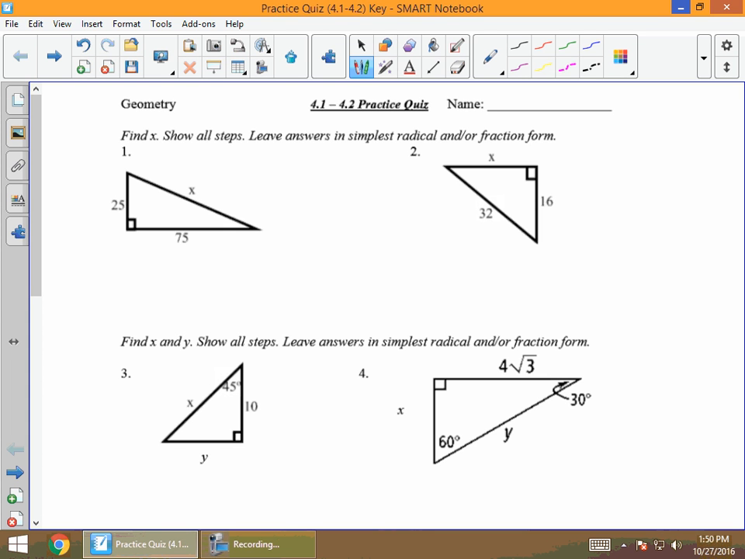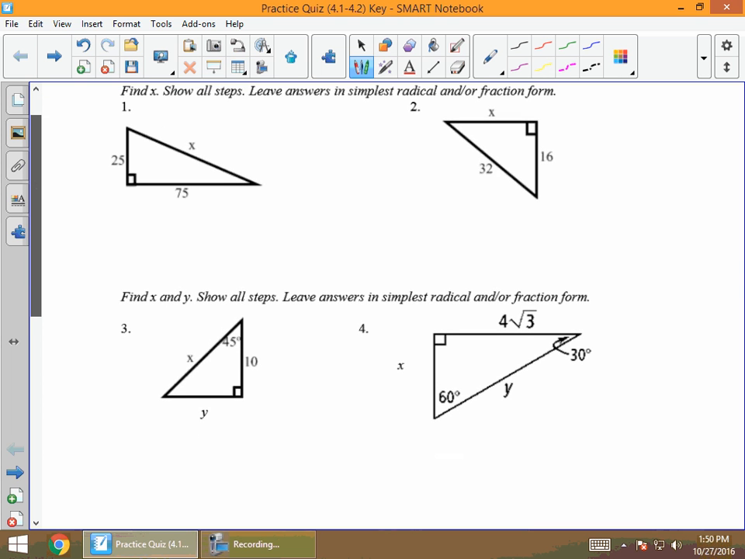Okay, so question 1 and 2 ask us to find x and show all of the steps. Leave answers in simplest radical form and/or fraction form. Questions 1 and 2, you really have to be careful. I have a lot of people that keep looking at these saying, oh, this number 1 looks like it's 30, 60, 90. And you're right, it does look like it, but it does not tell us that it's 30, 60, 90. So you are not allowed to make that assumption.